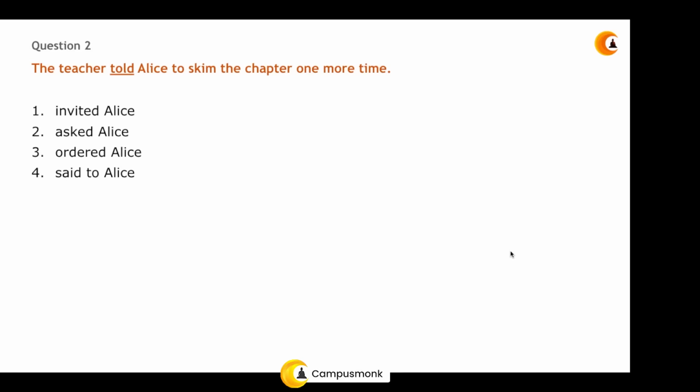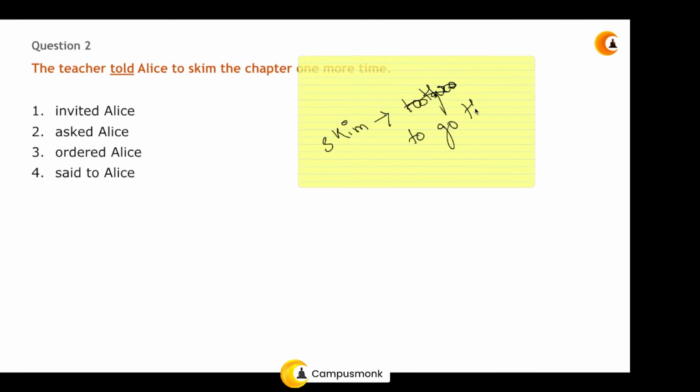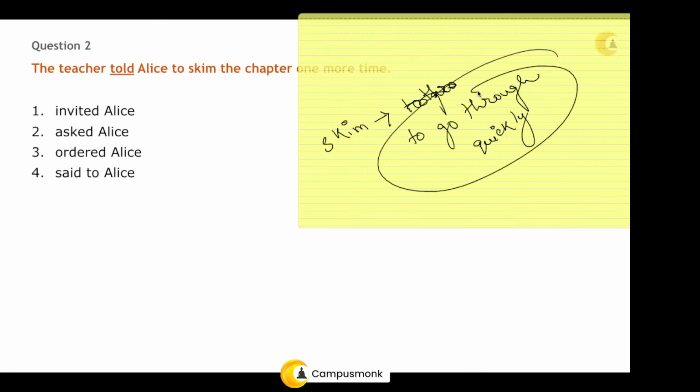Alright, so again you have to change the word that is underlined, that is told. Okay, so now the statement is the teacher told Alice to skim the chapter one more time. Now what does this word skim mean? This word means to go through quickly. This is what the word skim means. Okay, to go through quickly.